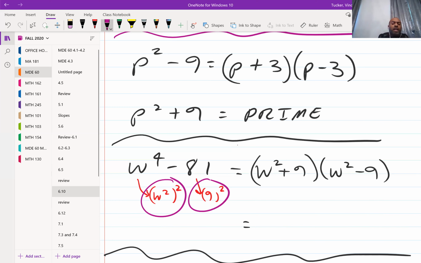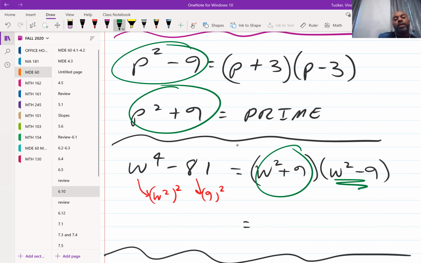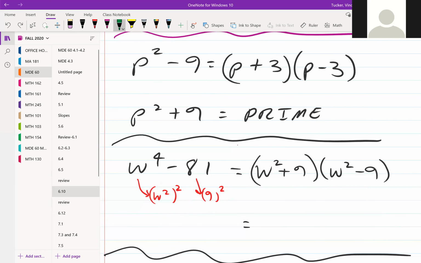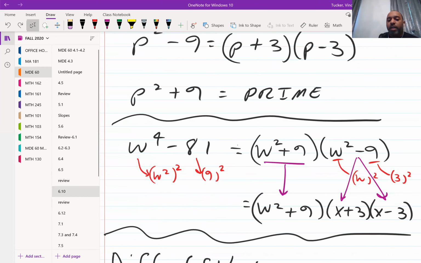So now they're going to want you to factor completely. Right here we have the sum of squares we just talked about. We can't factor that. But right here we have the difference of squares, and we can factor that. So they are going to expect you to factor completely. So I can break that down into w plus 3, w minus 3, and that should be w; I put x out of habit.